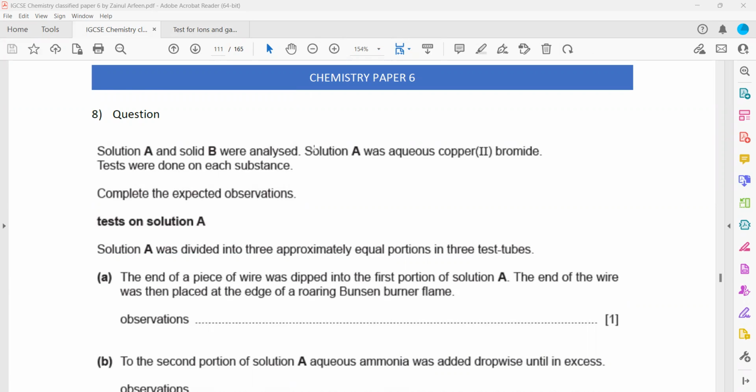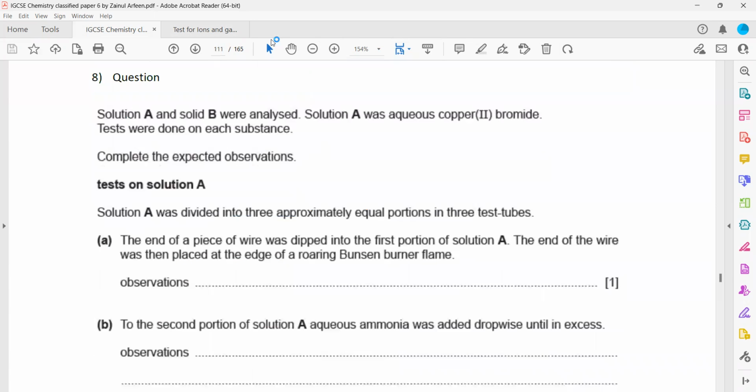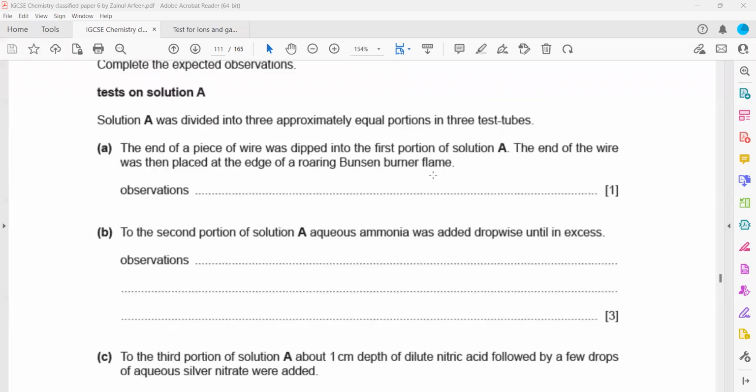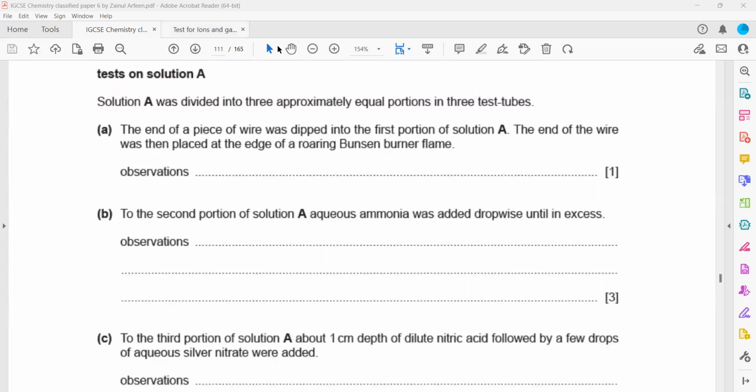Then solution A and B were analyzed. Solution A is copper 2 bromide, so it contained copper 2 ion and bromide ion. Test on solution A is done. Solution A was divided into approximately three equal portions. The end of a piece of wire is dipped in the first portion and placed at the edge of a roaring Bunsen burner.